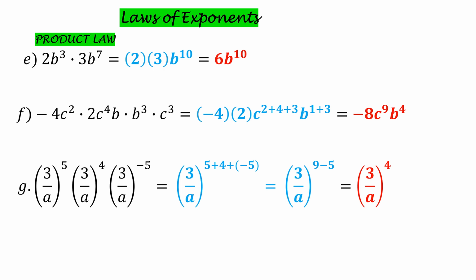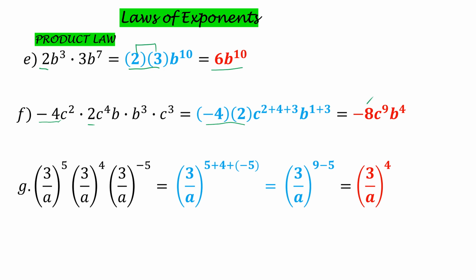So remember that we are multiplying, thus the 2 and 3 are both constants, then we simply multiply them. And then the b to the power of 3 and b to the 7 will give you b to the power of 10. So 6b to the power of 10 for letter E. And then letter F, remember that the negative 4 and 2 will be multiplied. And for that, we will be having a negative 8.